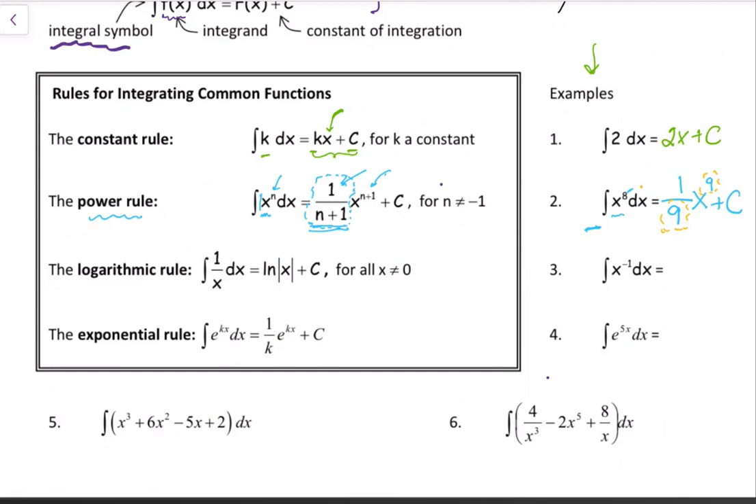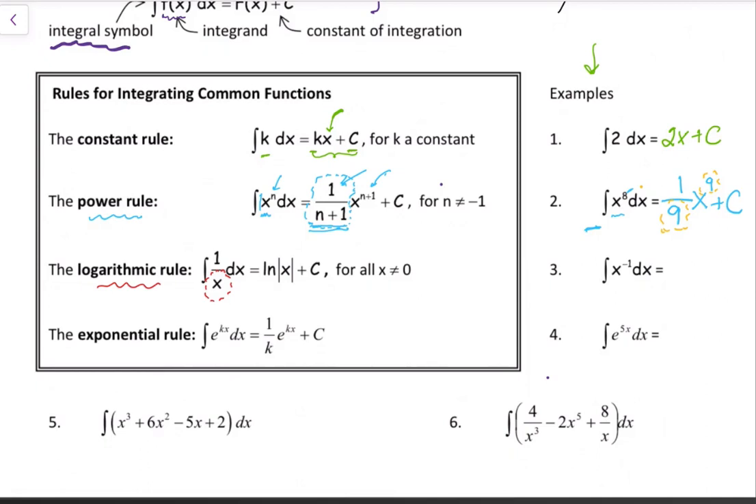Okay, now the next 2 rules are kind of specific. The logarithmic rule is a very, very specific rule that's only used in the case of x being in the denominator and x being to the first power. So this rule is specific to something over x to the first power. It's not for every term where I have x in the denominator. If I have 1 over x squared, for example, I do not use this rule. It's only if I have x to the first power in the denominator.